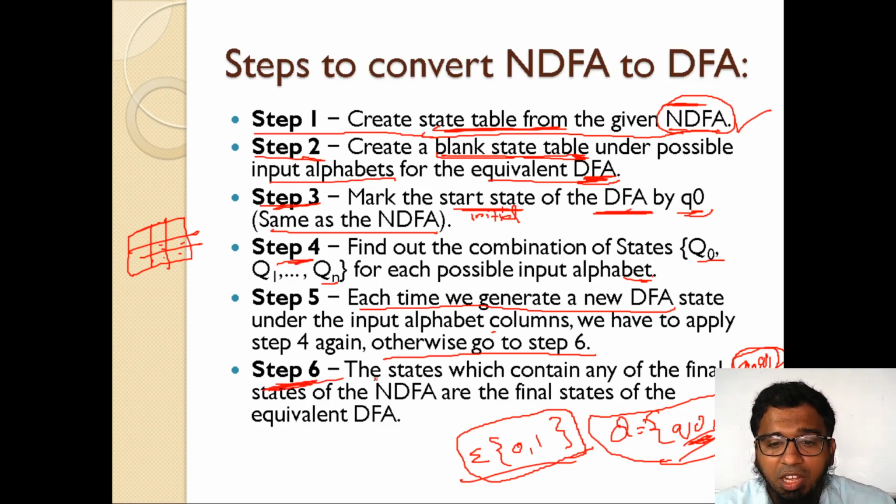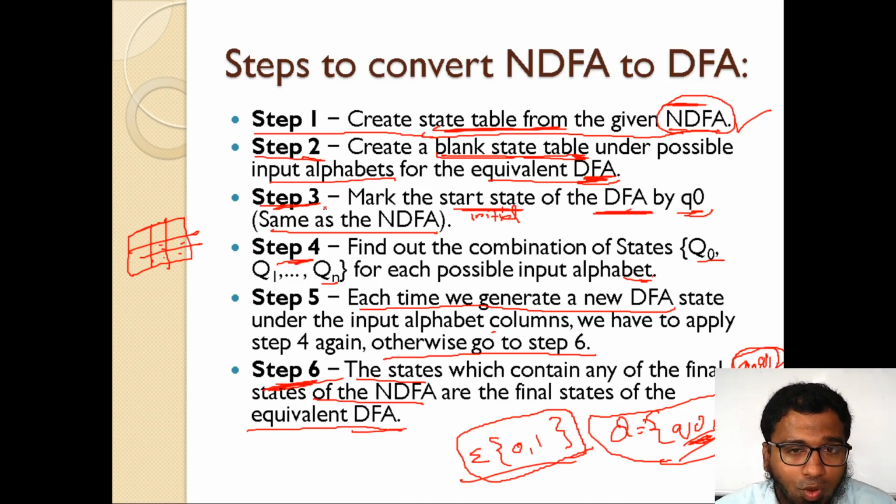The states which contain any of the final states of the NDFA are the final states of the equivalent DFA. So what is this? The state which contains any of the final states of the NDFA is a final state of the equivalent DFA. So this is the final step. Once again I will repeat step 1, step 2, step 3, step 4, step 5, step 6. Then we will go to the example and we will solve that.